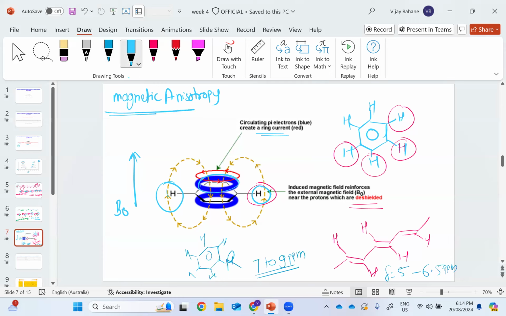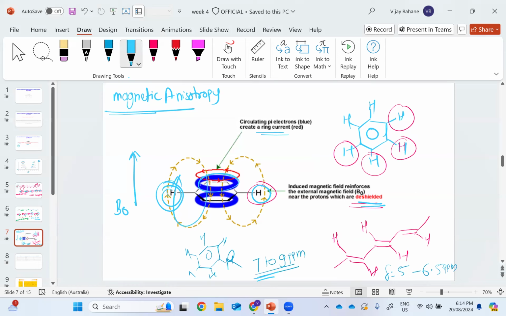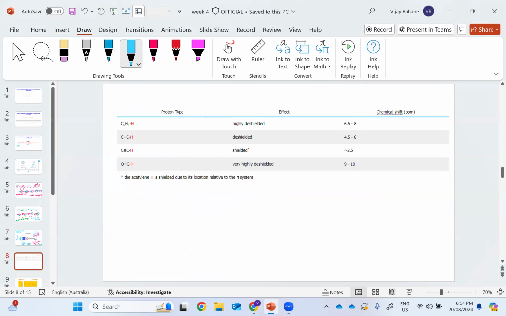So here, the induced magnetic field reinforces the external magnetic field B0 near the protons, which are deshielded. So this is the induced magnetic field, and these protons are near it. That's why they experience the deshielding, and that's the reason the delta value for the aromatic protons is higher compared to these olefinic protons. Although the olefinic protons are also protons on a double bond, the aromatic ones show the deshielding.